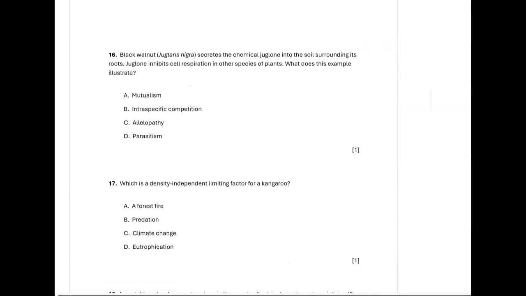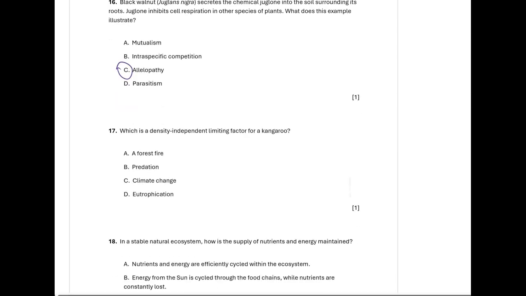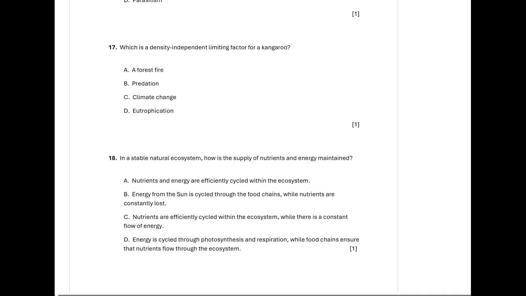And in 16, you've got your black walnut secreting the chemical into the soil surrounding its roots, and that is the concept or the process of allelopathy. So that is C. So then 17, we're in Australia here, so we're thinking about a density independent limiting factor for a kangaroo.